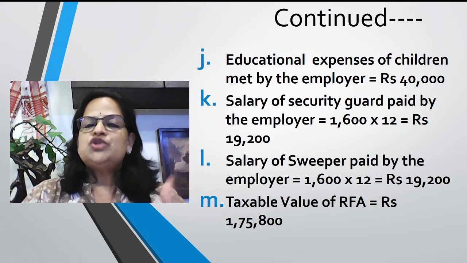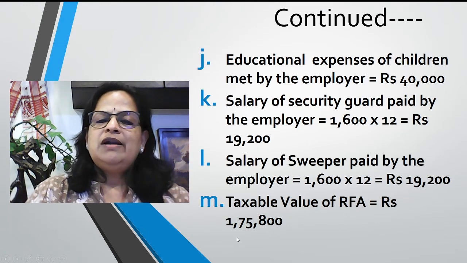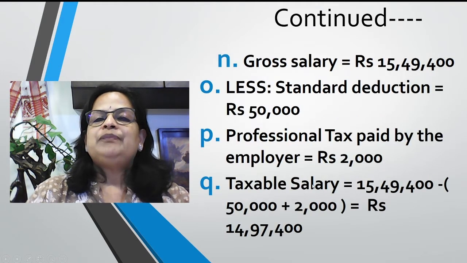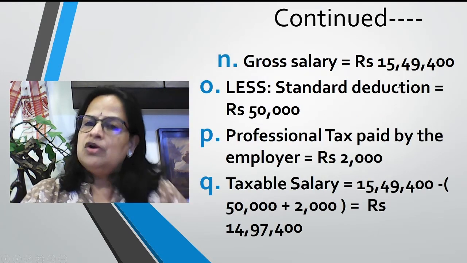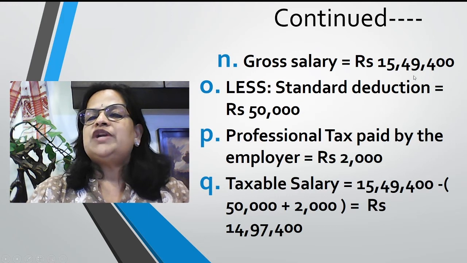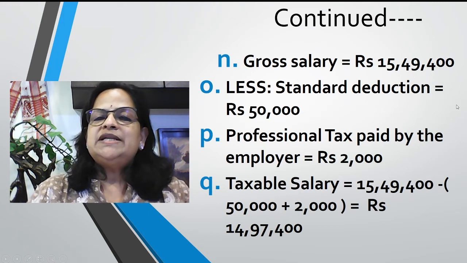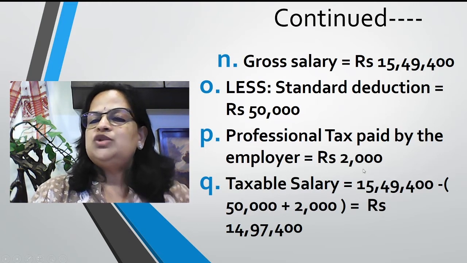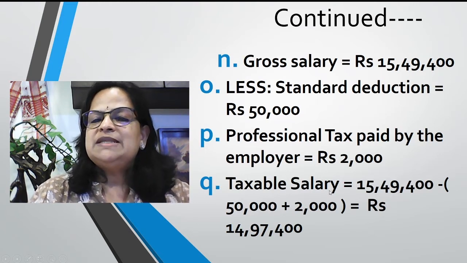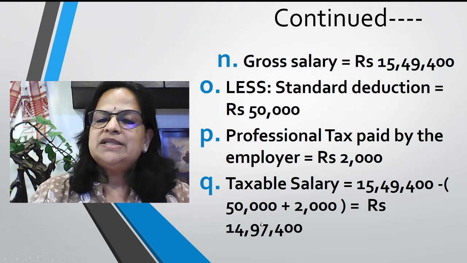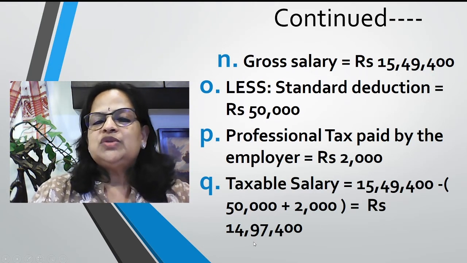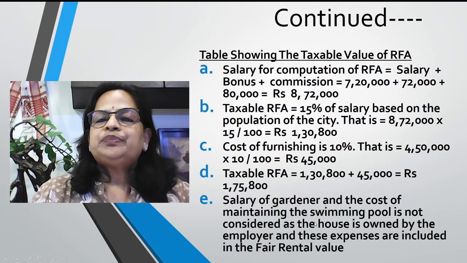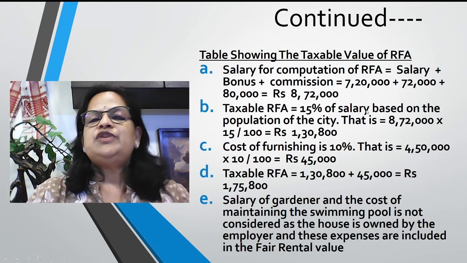RFA, I am going to show in the next slide, 1,75,800. Now gross salary, adding all the values, you will get 15,49,400. Standard deduction 50,000 and professional tax paid by employer 2,000 you have to reduce. So taxable salary is gross salary minus 52,000. So that is 14,97,400.